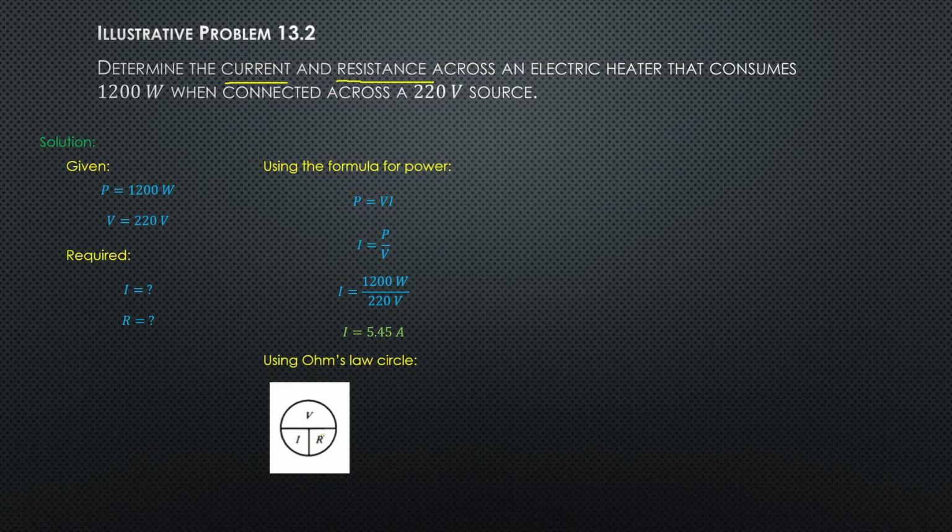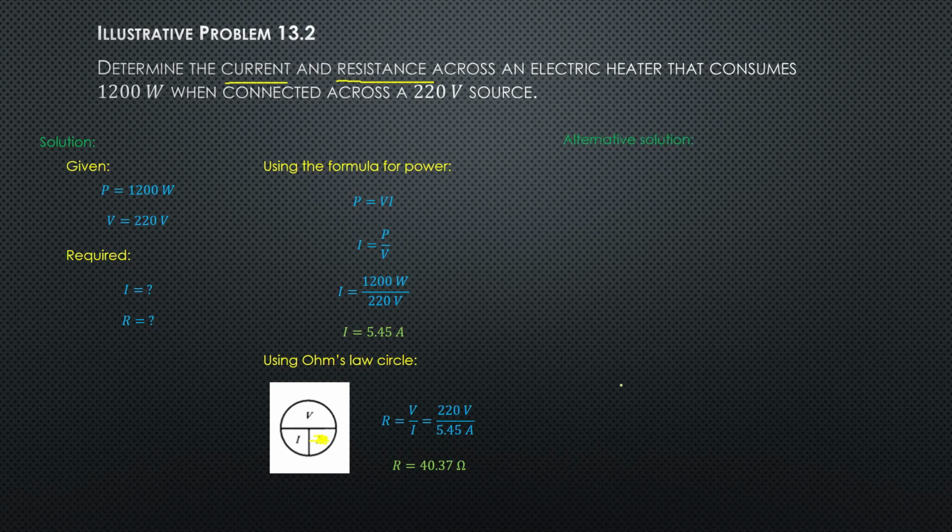Now solving for the resistance using Ohm's law circle. Solving for resistance, I'll cover R because that is unknown. That will give me V, voltage all over I. Substituting voltage 220 volts and the current 5.45 amperes, dividing those values gives you 40.37 ohms.